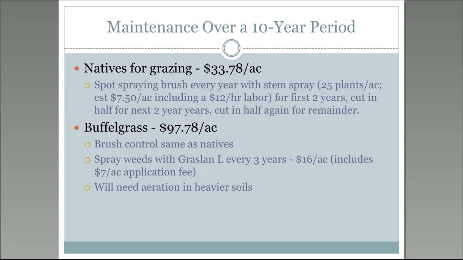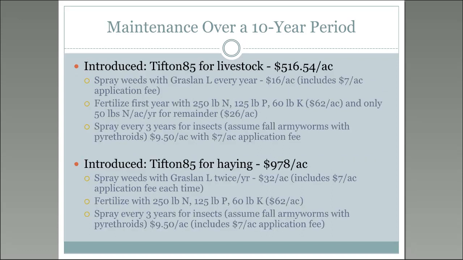In a heavier soil, you might need to add in something for aeration. It's been shown that with buffelgrass, when you aerate, it really helps spur this grass on to maintain good coverage throughout the field. But given that we had a sandy loam soil that I chose, we did not add in a cost for aeration. So buffelgrass came out to $97.78 per acre over the 10-year period.